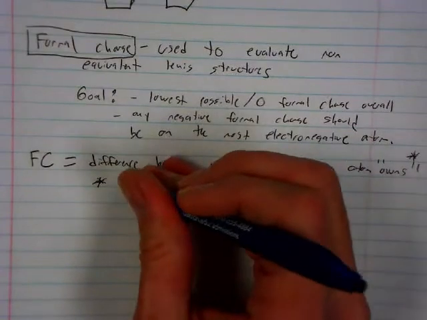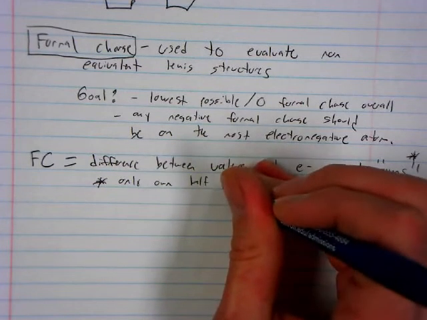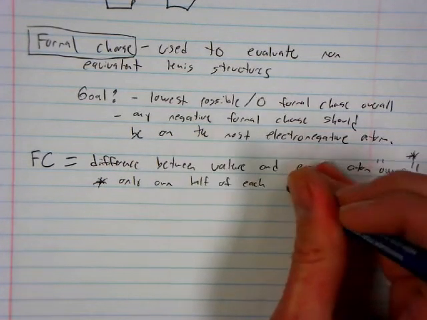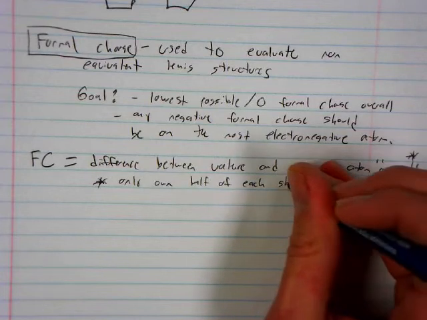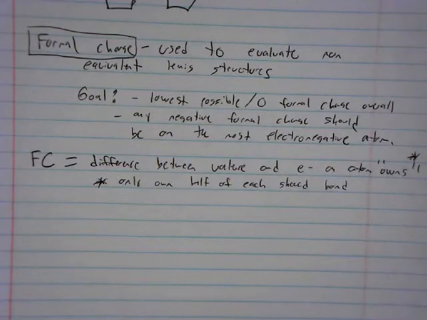So when you're talking about owning, you only own half of each shared bond. A bond represents 2 electrons. A dash is a bond, that's 2 electrons. If it's connected to something, that atom only owns half of that. Cool? I've done equations in the past. I think this is going to be easier.